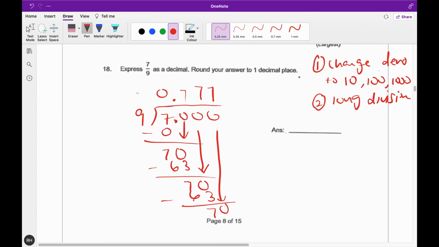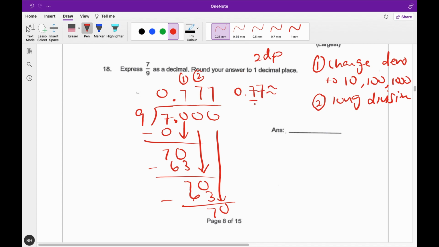If they're asking for 1 decimal place, we should do up to at least 2 decimal places. Okay, means we have to calculate until 2 decimal places. 1 decimal place, 2 decimal places. Alright, so we know it's about 0.77, and then we'll round it to 1 decimal place.